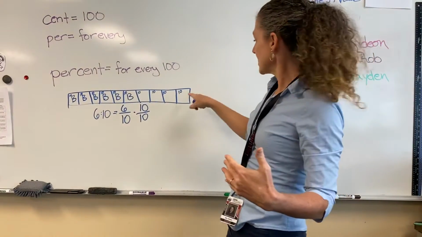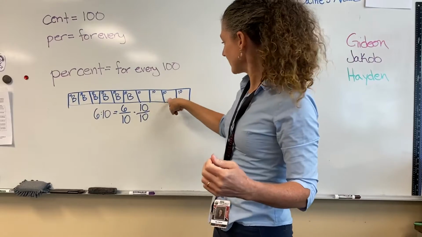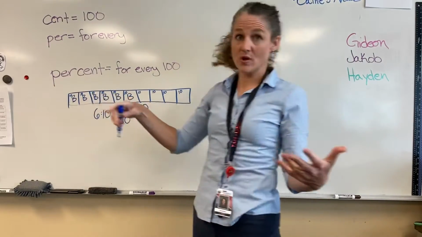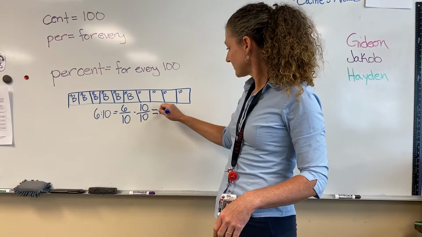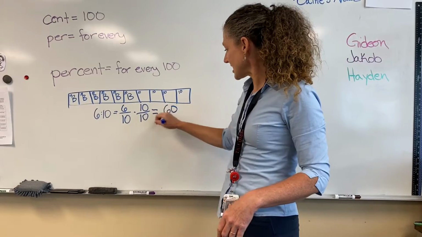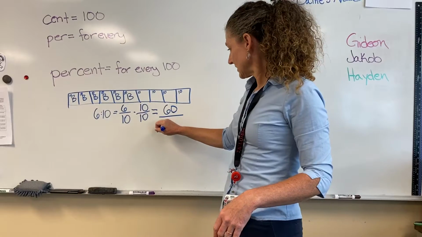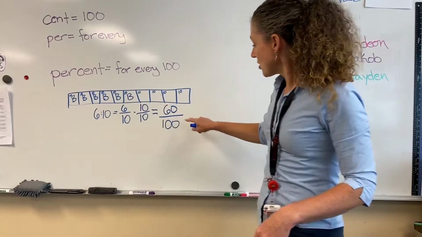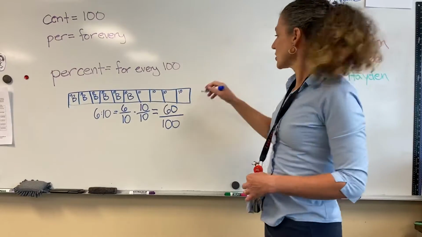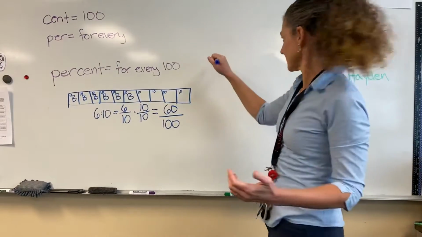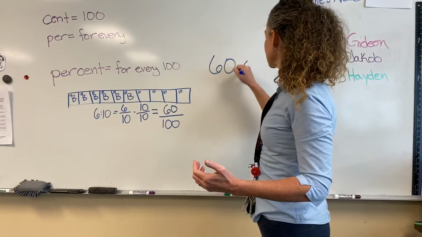So we have a tape diagram, and if every one of these sections was 10, then we would have 100. So 6 times 10 is what? 60. What's 10 times 10? 100. So for every 100, how many boys would there be? 60. So what percentage of our class is boys? 60%.